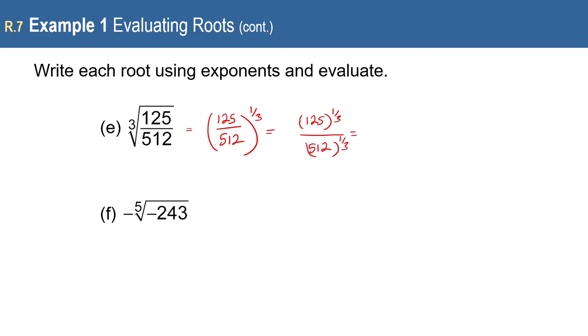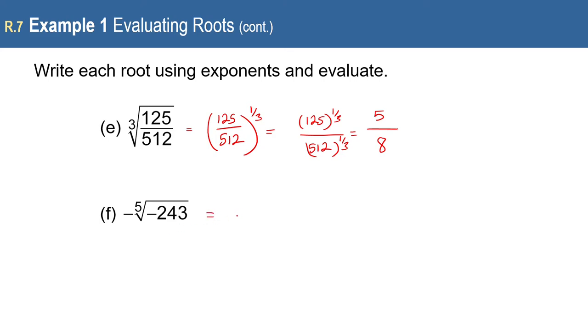And of course, we know how to use our calculators now. We can enter this in our calculators. This is just 5 for 125 raised to the 1/3. And 512 raised to the 1/3 is just 8. So practice with your calculators. Make sure you get a 5 on the top and an 8 on the bottom.